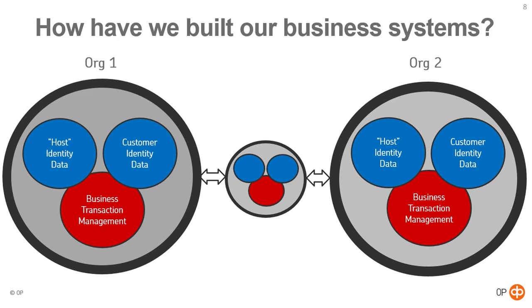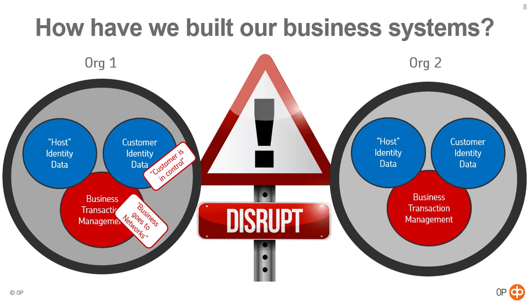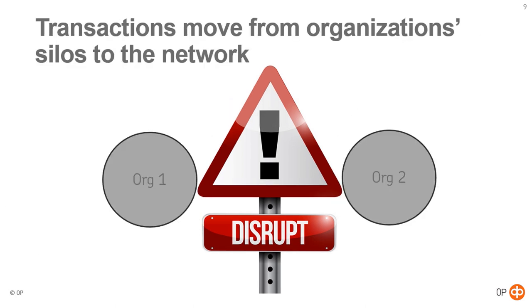And this is now about to change. There are two reasons for the change. First of all, there's a thing called GDPR, for instance, which says that the customer is in control of their own data. Then there's a thing called Corda that says that business goes to networks. And this basically means that there will be disruption. So how does the world after the disruption look?